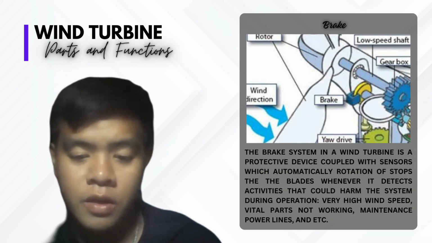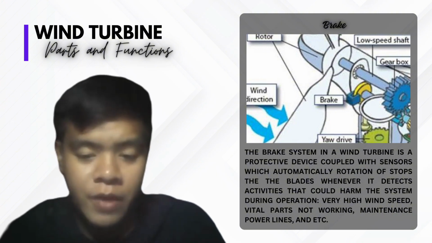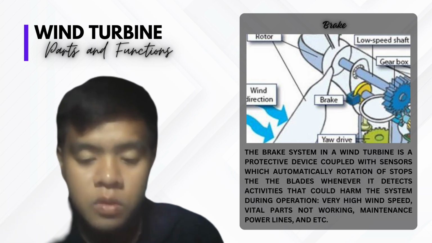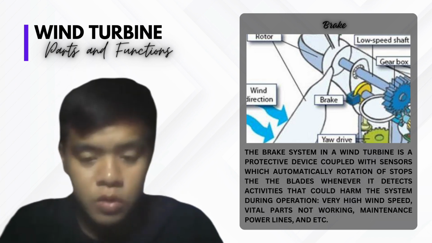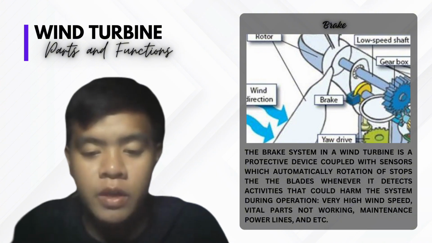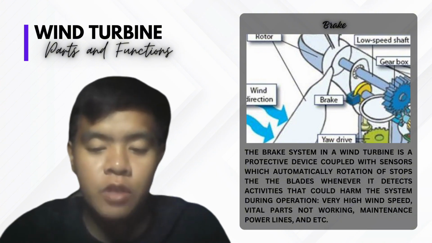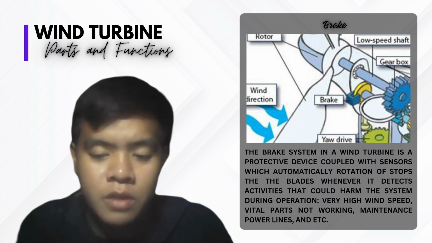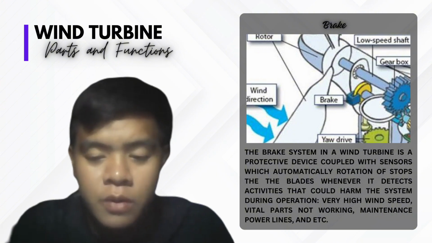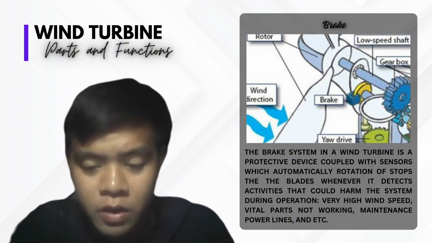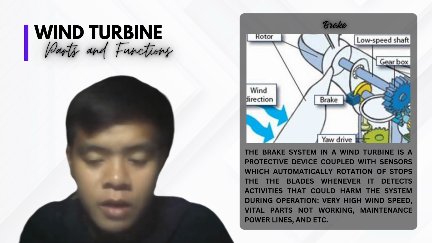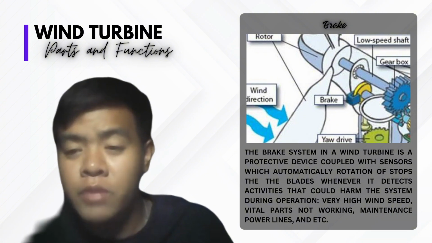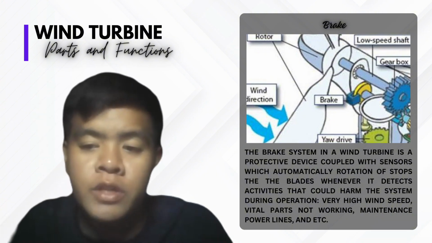Next is brake. The brake system in a wind turbine is a protective device coupled with sensors which automatically stops the rotation of the blades whenever it detects activities that could harm the system during operation. Very high wind speed, vital parts not working, or maintenance on power lines, and etc. Brake simple definition is when the wind turbine encounters some problem with the other parts, it will automatically shut down the system.